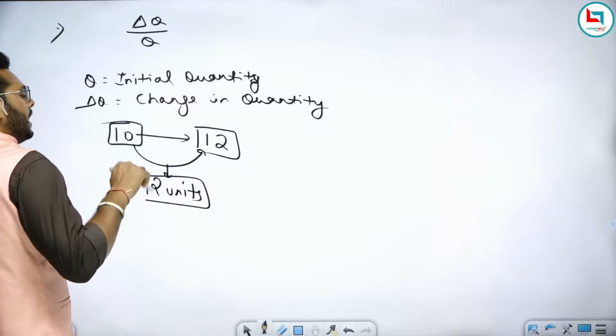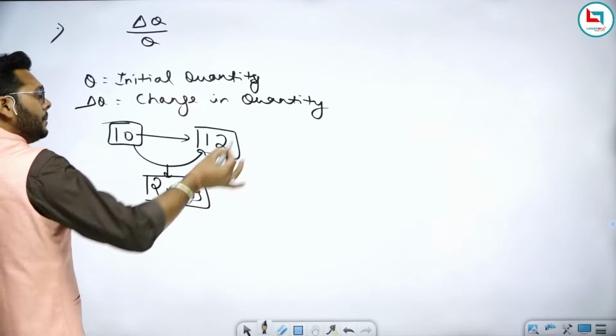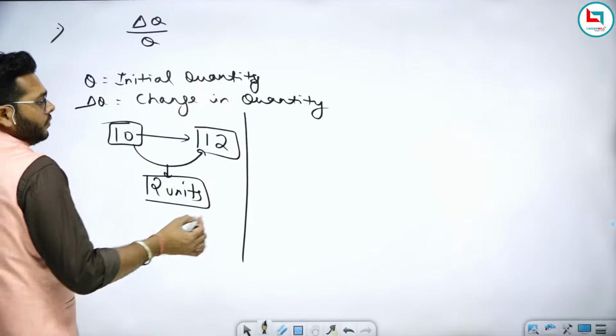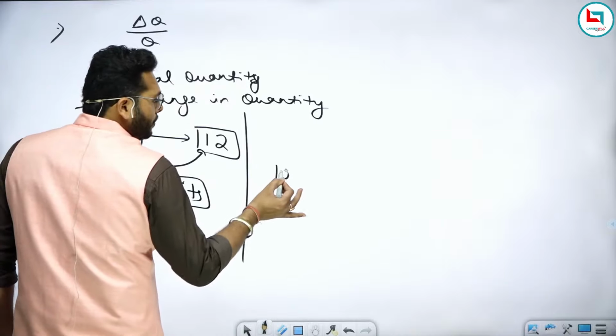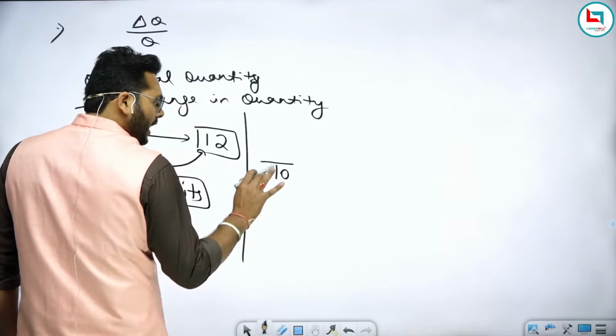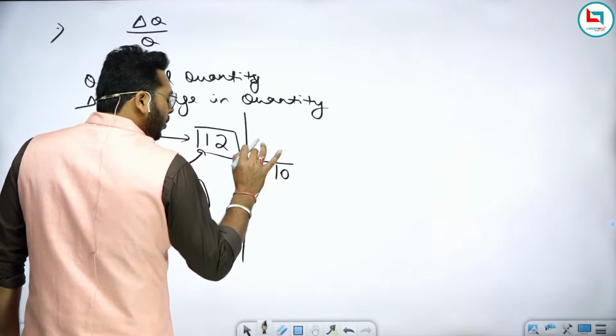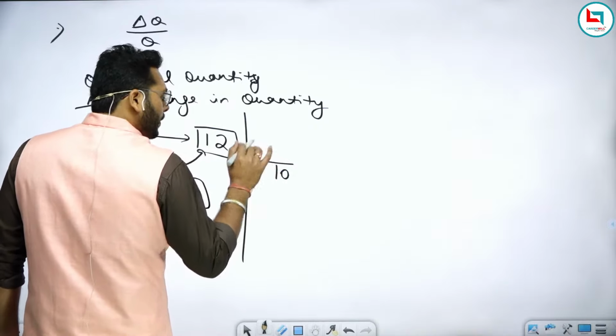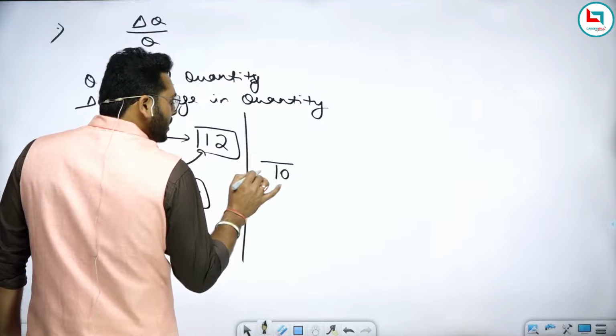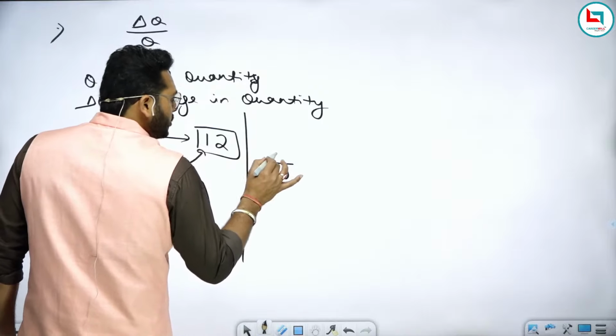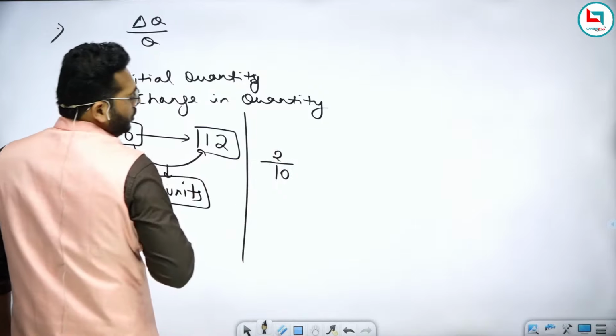Now if I ask you how much percentage you have changed, you will write, sir, initially I was buying 10 units. Now I am just buying 12 units. So we can say there is a change. How much change are you getting? You are getting 2 units of change.